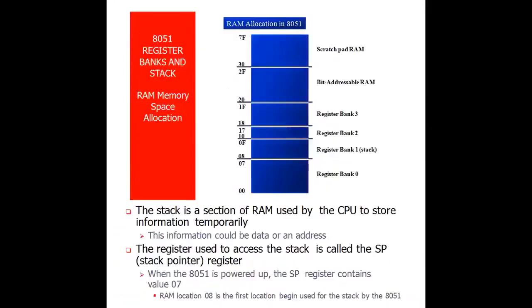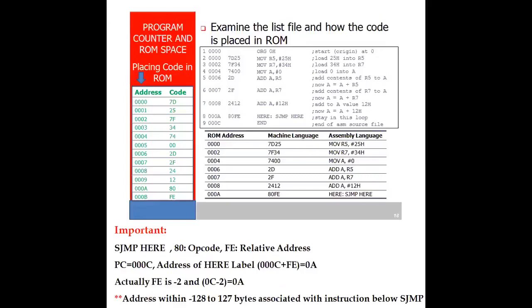Okay. So this is one program that we have considered, and the byte by byte instruction that is written inside the memory location will be discussed. Now, we shall examine the list file which is depicted over here of the sample program and how the code is placed in the ROM memory of the 8051 microcontroller chip. So that will be discussed here.